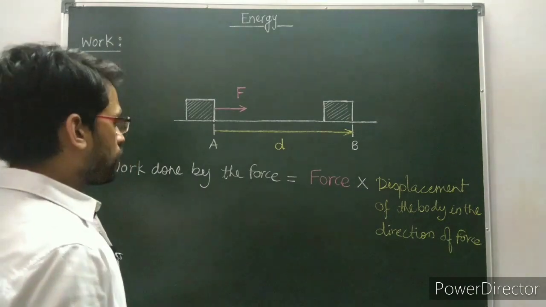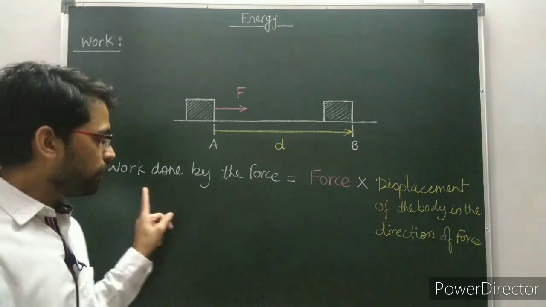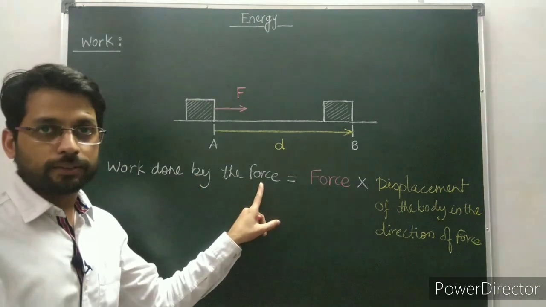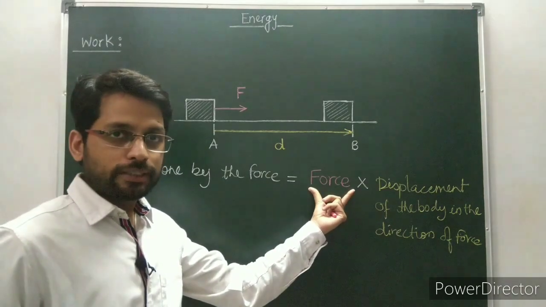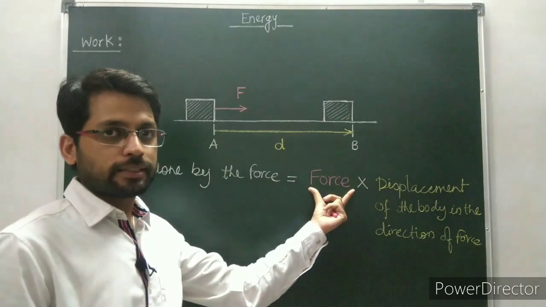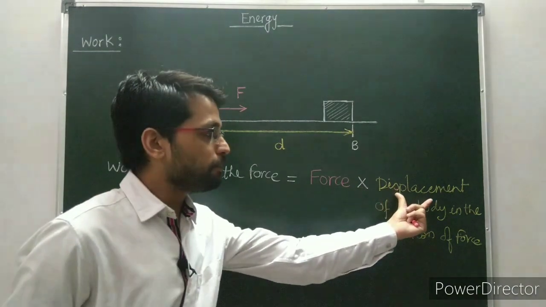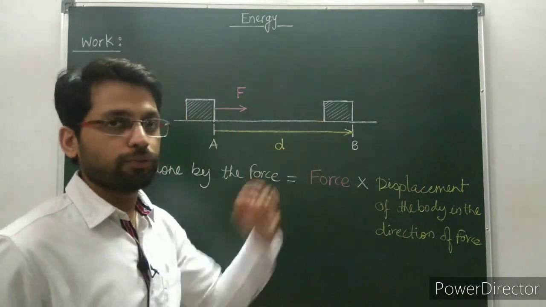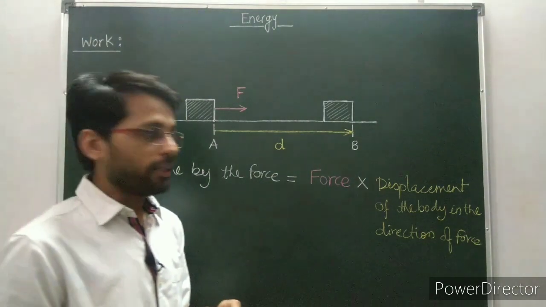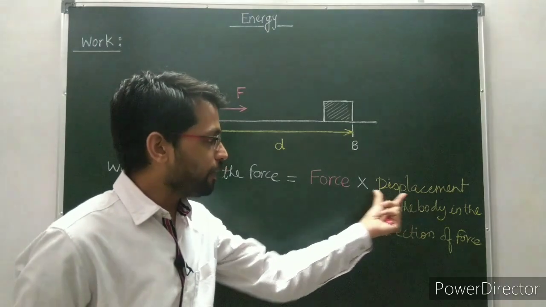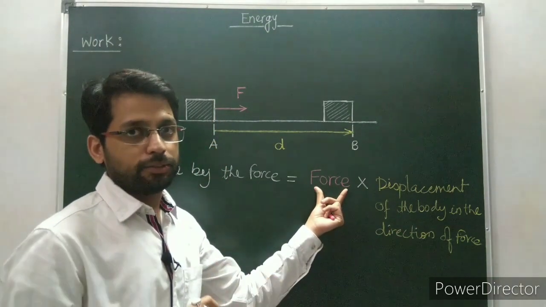So here, this is the definition of the work done by the force, which is equal to the value of force or the magnitude of force acting on the body multiplied by the displacement of the body in the direction of force. This point is very important, that the displacement and force both must be in the same direction.